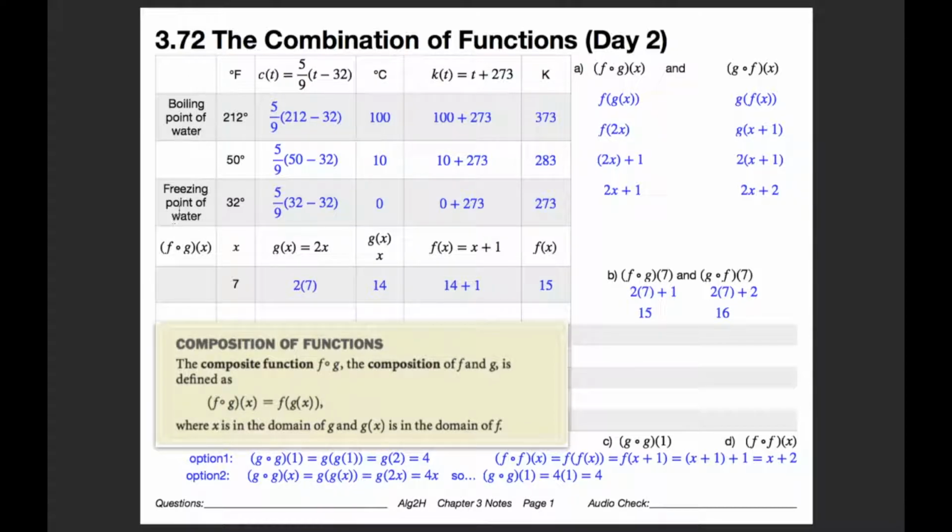You have a similar story for the freezing point of water. It goes here into the function, you get out 0. 0 becomes the new input. The new input is 0, and then when you add, you get 273.